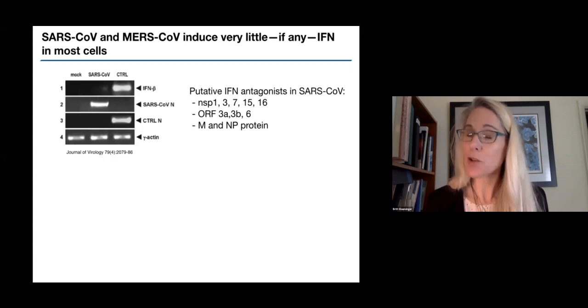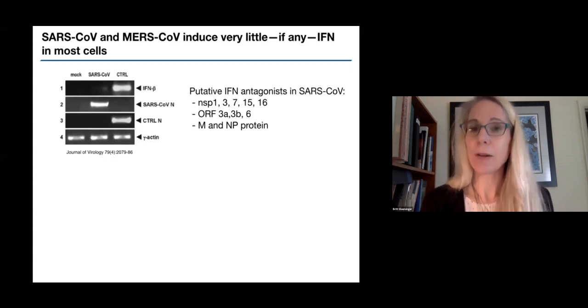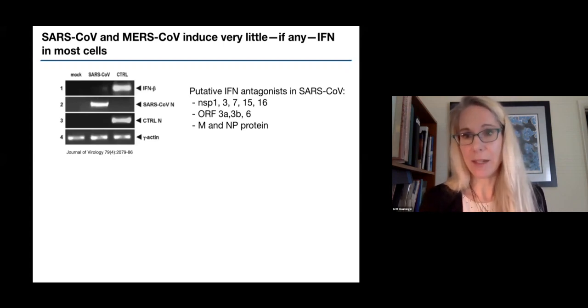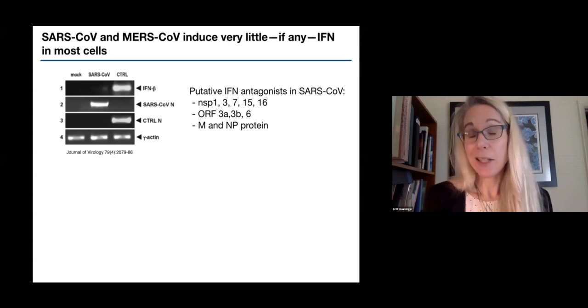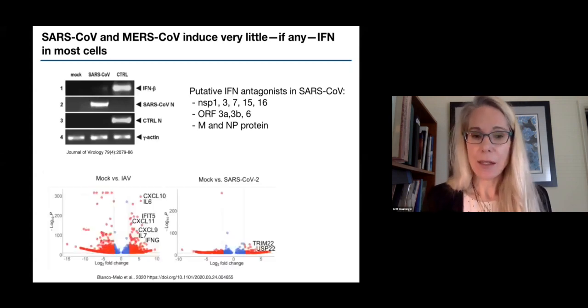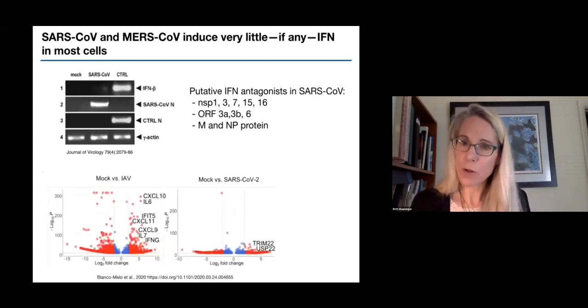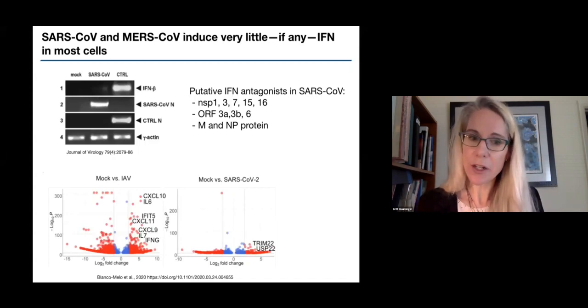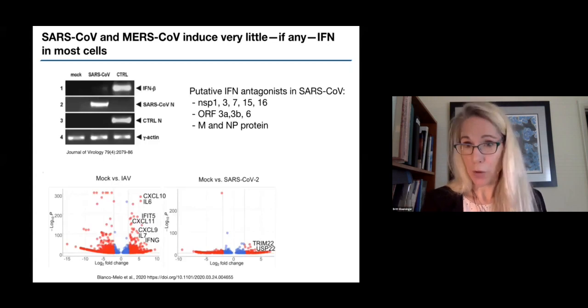I've told you about one key strategy, which was that host shutoff factor, but the virus encodes a number of additional putative interferon antagonists, which I've listed here. I mentioned this is not just SARS coronavirus, but some very recent work by Ben Tenover's group looking at the gene expression signature for SARS-CoV-2.